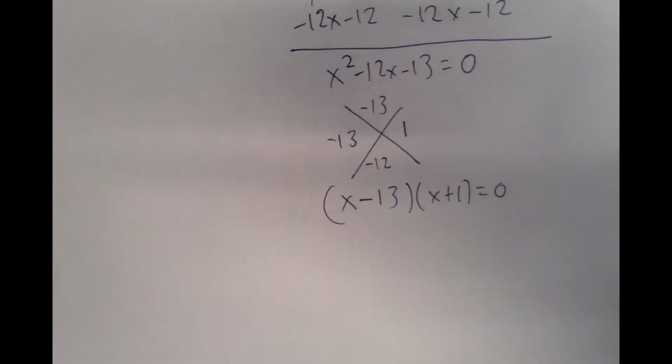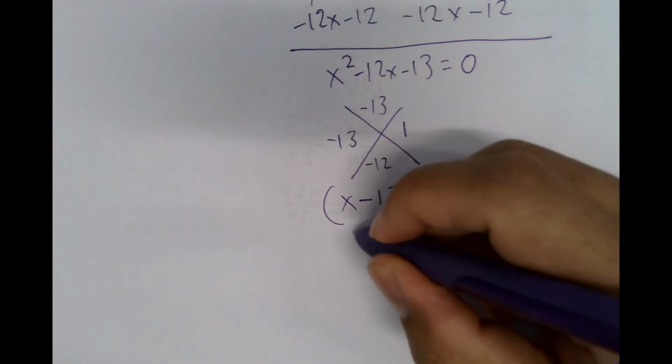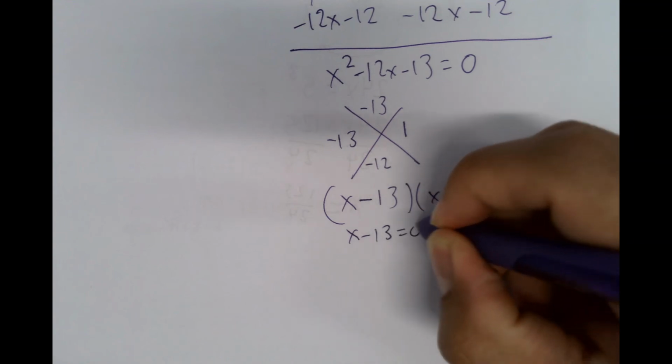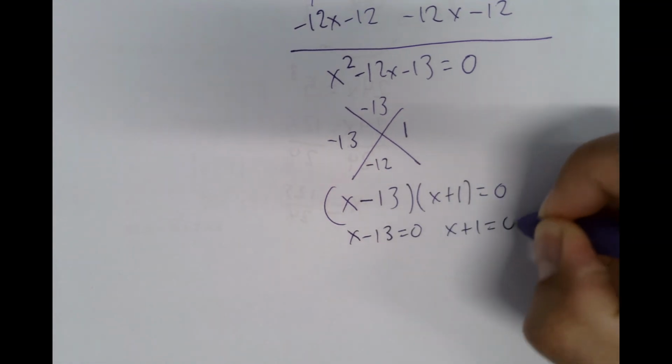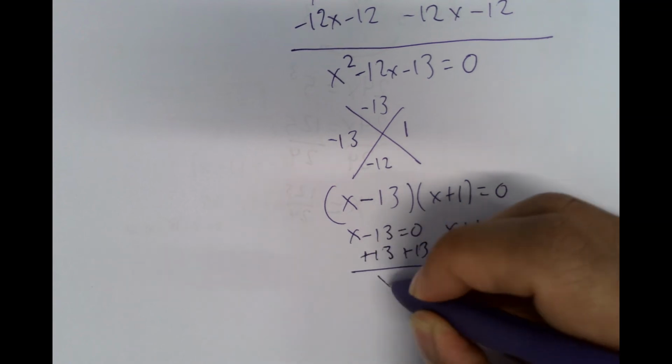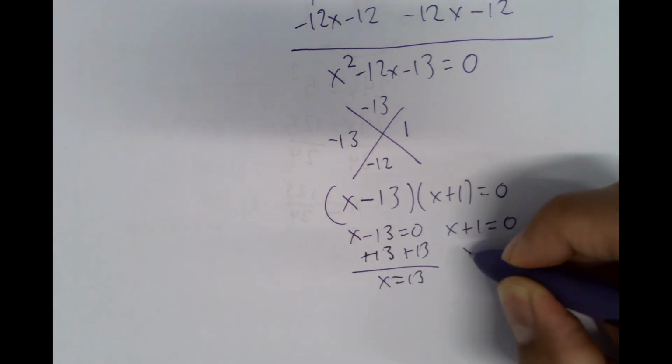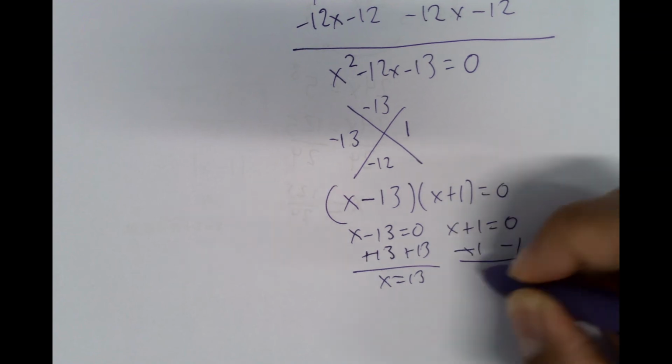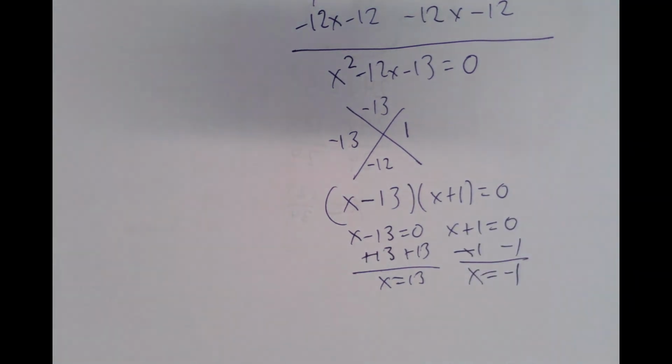So we're almost done, actually. If we solve for this, we could do x minus 13 equals 0, x plus 1 equals 0, and then we could add 13 on both sides. We get x is equal to 13, and then we subtract 1 on both sides. We get x equals negative 1. Okay, so actually at this point we're almost done. And you might think, oh, you have your answers already. Why wouldn't we be done?